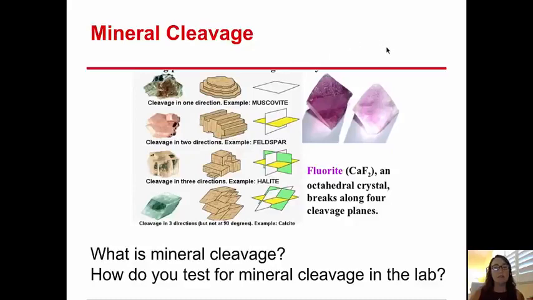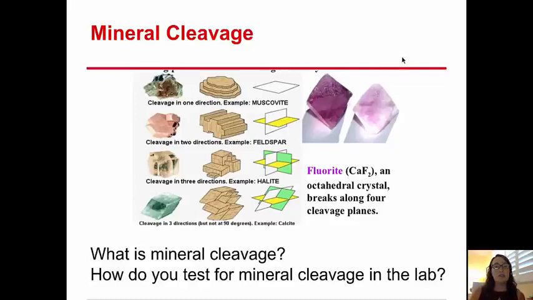Moving on to mineral cleavage. Mineral cleavage is associated also with mineral fracture. So when you're looking for cleavage, you're looking for ways that the mineral tends to break along planes of weakness in the structure. And you can see cleavage in one direction here where the mineral peels off in sheets. That's typical of muscovite, biotite, the micas.